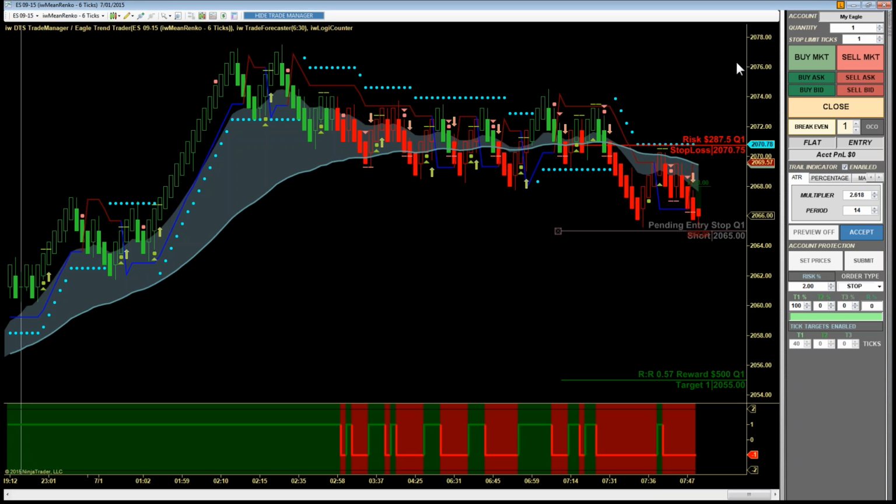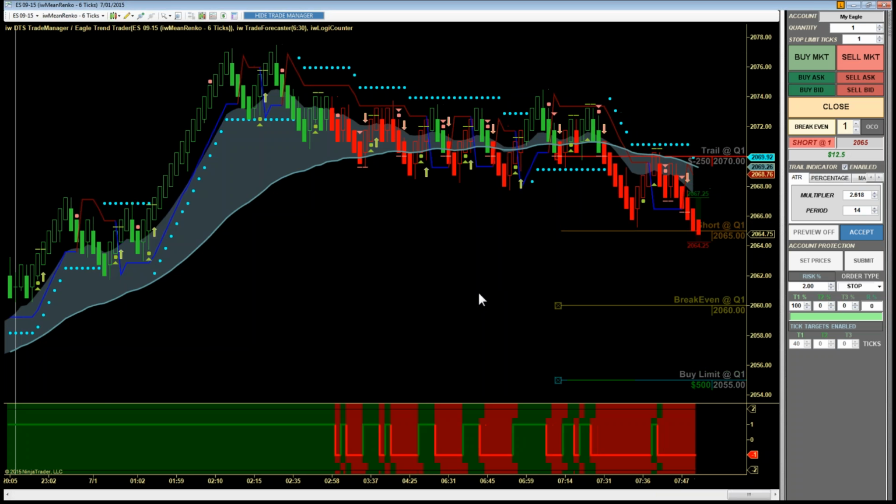Bob says, can you set the alerts so I'm not glued to the screen and I can be doing other stuff? Absolutely. You can set audio alerts. You can set pop-up alerts, and you can even set email alerts. So if you want to email yourself on your phone or something.